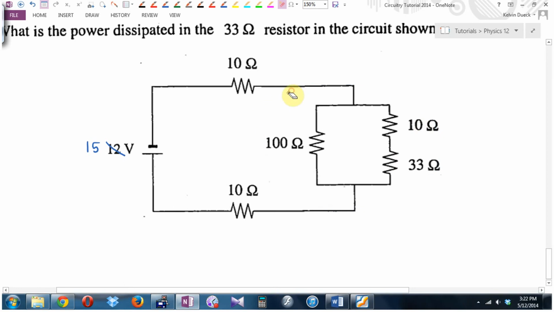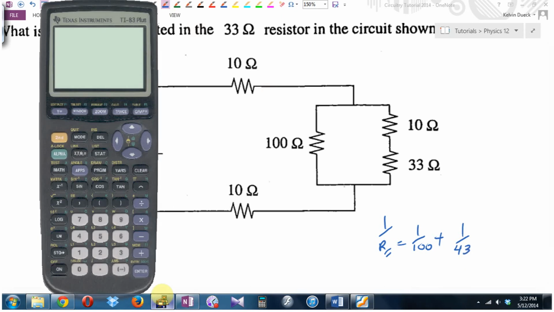43. So what you don't want to do, sometimes I'll see kids go like this. Oh, 1 over R parallel, and they'll go 1 over 100 plus 1 over 10 plus 1 over 33. No, no, no, no. Those are not in parallel with each other. They're in series with each other. It's going to be 1 over 100 plus 1 over 43, and I'll be stunned if that works out nice. I mean, maybe it does, but 43 is prime.